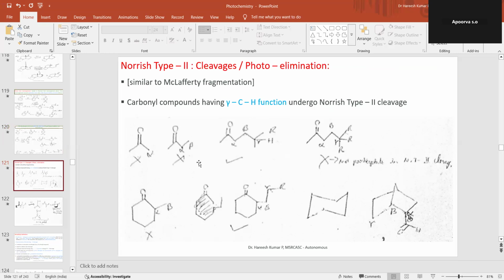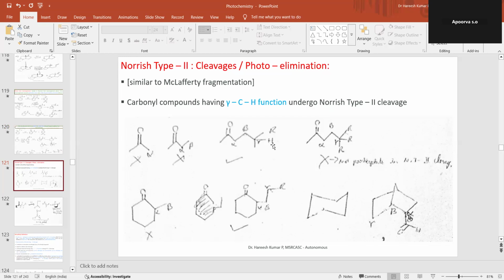So what is gamma? You can consider that here alpha carbon is there, but there is no gamma carbon. That means this carbonyl compound does not undergo Norrish type II. Alpha and beta are there, this also does not undergo Norrish type II reaction. This also does not undergo Norrish type II reaction. Whereas this one, alpha, beta, gamma. So at the gamma position, hydrogen is there.